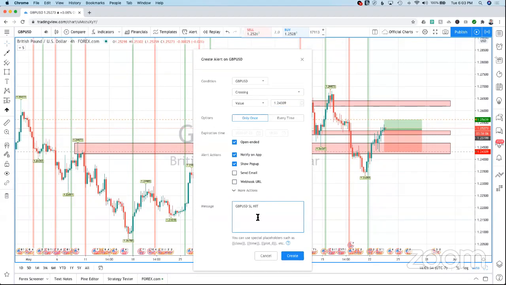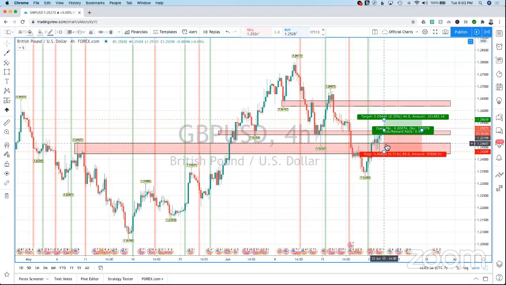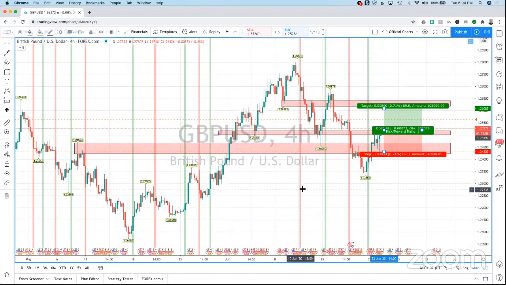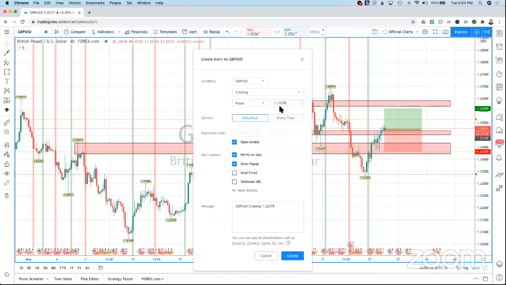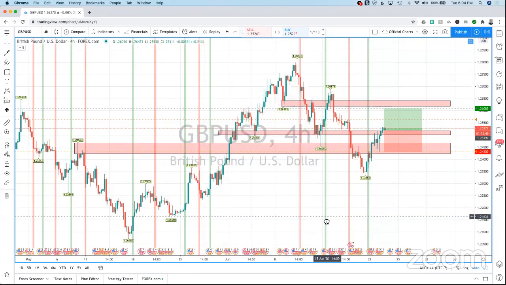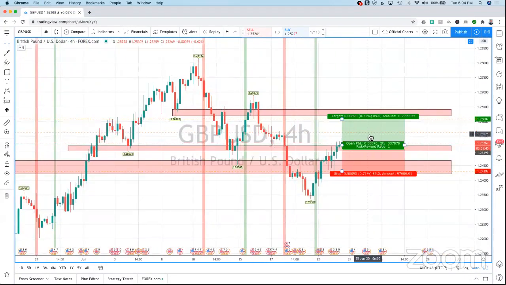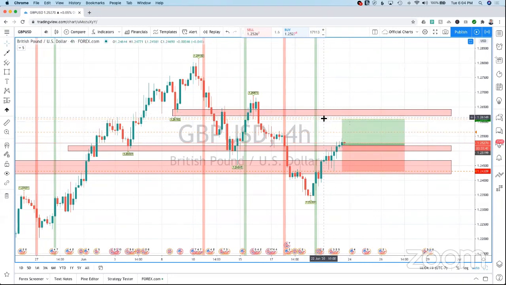And I put stop loss hit because obviously I want to know if that happens as well. And lastly, I'm going to put full TP. It should be up here. Full TP right there. And there you go, guys. So that's pretty much how it's set up. Once price reaches TP1, then I'll notify you guys. If it reaches full TP, I'll notify you guys as well. I think that's about it.